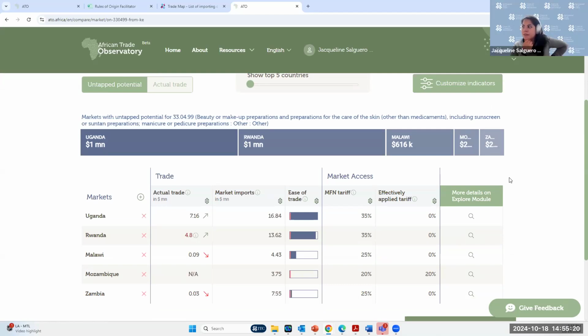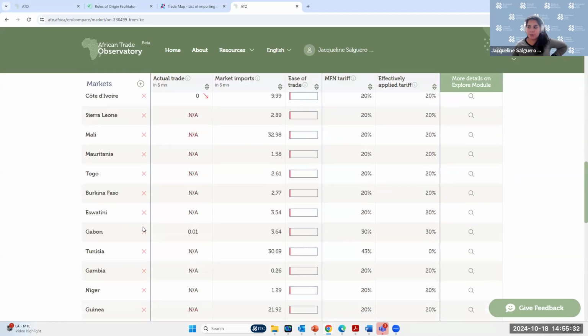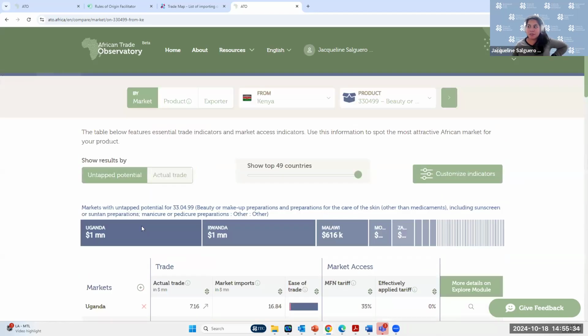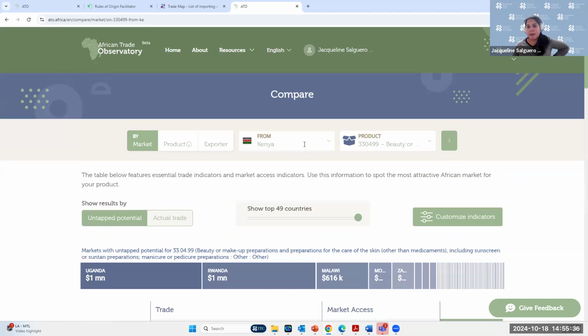I think these are two different questions. First, this is the data, so we are just looking at one example. All countries are on the database. By showing 55 countries, you will see that Nigeria appears here. It's just that for this example, Nigeria might not be the most attractive market for this particular product.